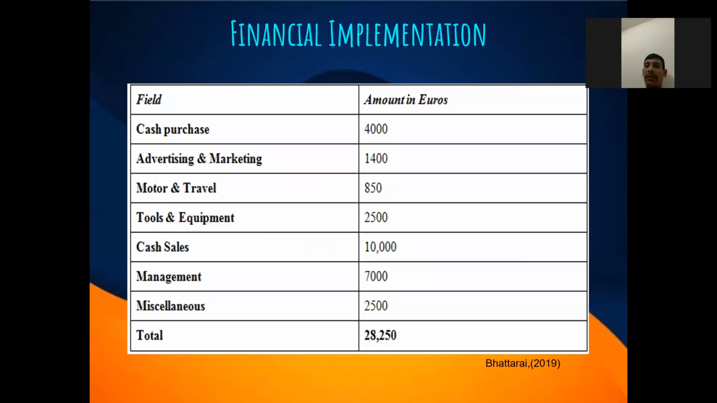Next, financial impact of the marketing plan. Cash purchase 4,000, advance marketing 1,400, motor and travel 8,500, tool equipment 8,500, cash sales 10,000, management 7,000, Nicholas 2,500, total is 28,250.